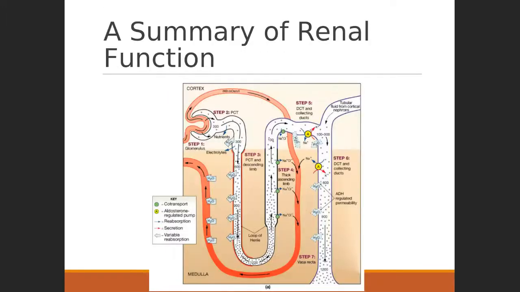So to kind of summarize what we've done so far now, you'll see me do this a number of times as we're going through this material. We maintain a constant filtration rate at our glomerulus, creating a tubular fluid that begins its way down the tubular portion of our nephron. The first stop we make is our proximal convoluted tubule. There, through active transport, we reabsorb a sizable percentage of all the solutes that we just went through the trouble of filtering out of the blood.